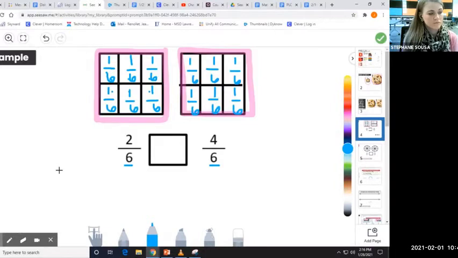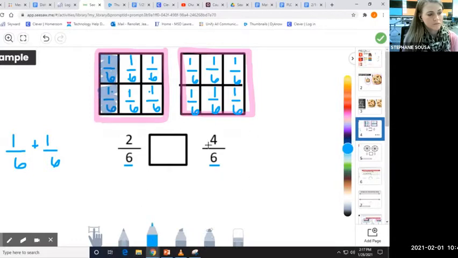I have now labeled all of the parts in both of my models with the unit fraction. This will help me as I compare fractions today. On the left, we have 2/6. We know that's the same thing as 1/6 plus 1/6. So I can take my highlight tool and shade in 1/6 and another 1/6.